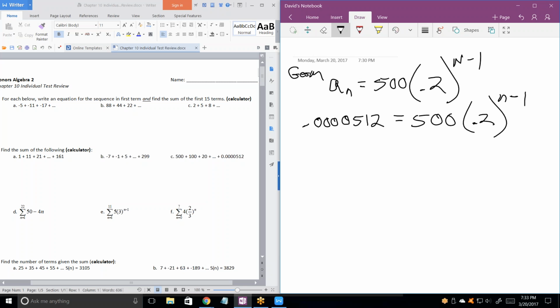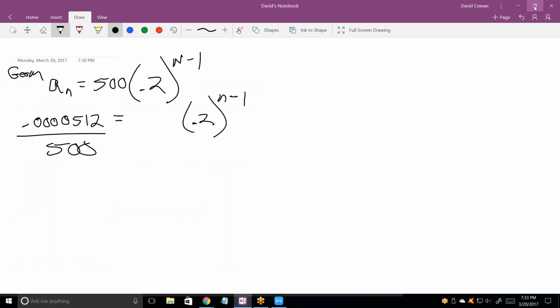Okay? And in order to solve for n here, I've got to isolate that part of it first before I take the logs of both sides. So what's my next step? Divide 0.000512 by 500. So I'm going to get rid of the 500 over there and put it over there. Now what's the next step? Take the log of both sides.